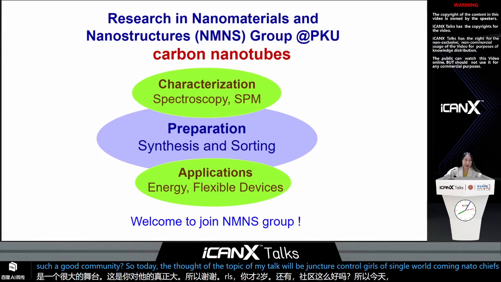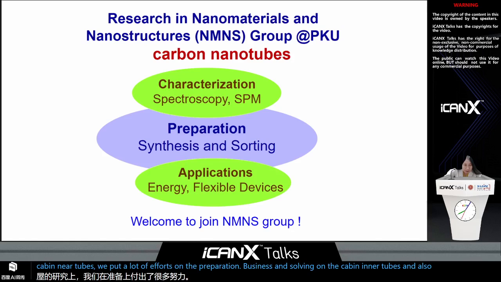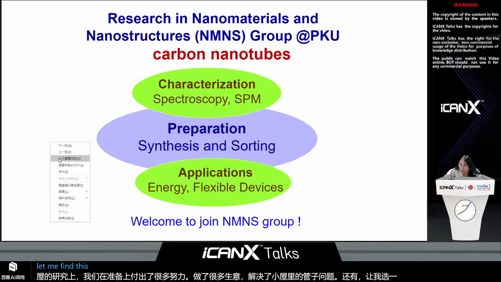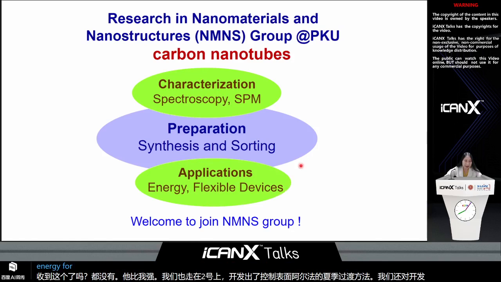First, I would like to make a very brief introduction about my research group. My research group mainly focuses on carbon nanotubes. We put a lot of effort into preparation, including synthesis and sorting of carbon nanotubes. Then we also work to develop some acquisition methods for controlled synthesis. We are also interested in developing applications of carbon nanotubes in energy, flexible devices and other fields.